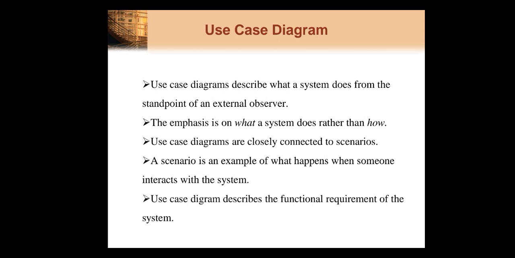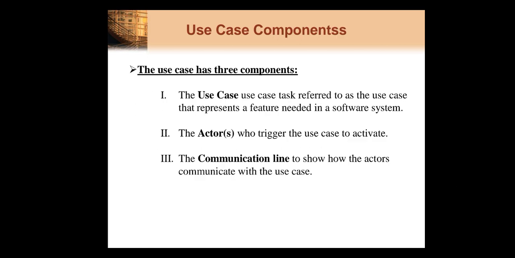So a scenario is an example of what happens when someone interacts with the system. It shows the communication between the system and the person who is communicating with that system. It may be the user, it may be the different stakeholders. So the use case diagram is basically used to show the functionality of our system, and this is the very first diagram which we draw while modeling our system.